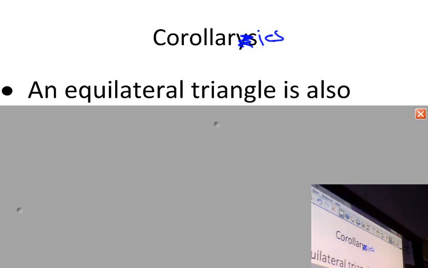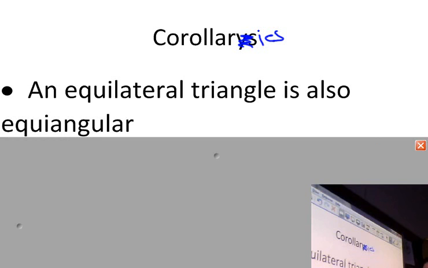Okay, corollary number one says that in an equilateral triangle, just like how in an isosceles triangle the angles opposite the congruent sides are congruent, in an equilateral triangle, since all three sides are congruent, then all three angles opposite those three congruent sides are congruent, are equal. So an equilateral triangle is an equiangular triangle. This came up before. We talked about this already. Here's where it comes from.